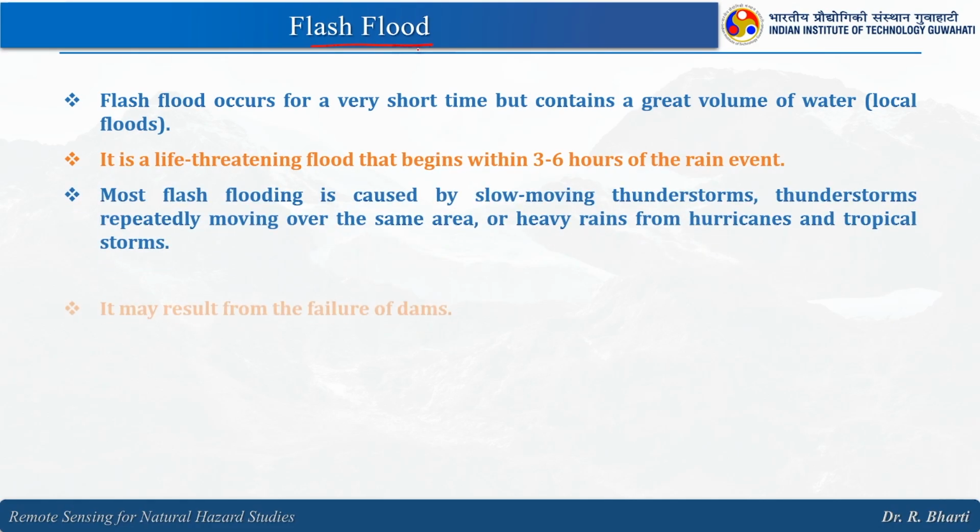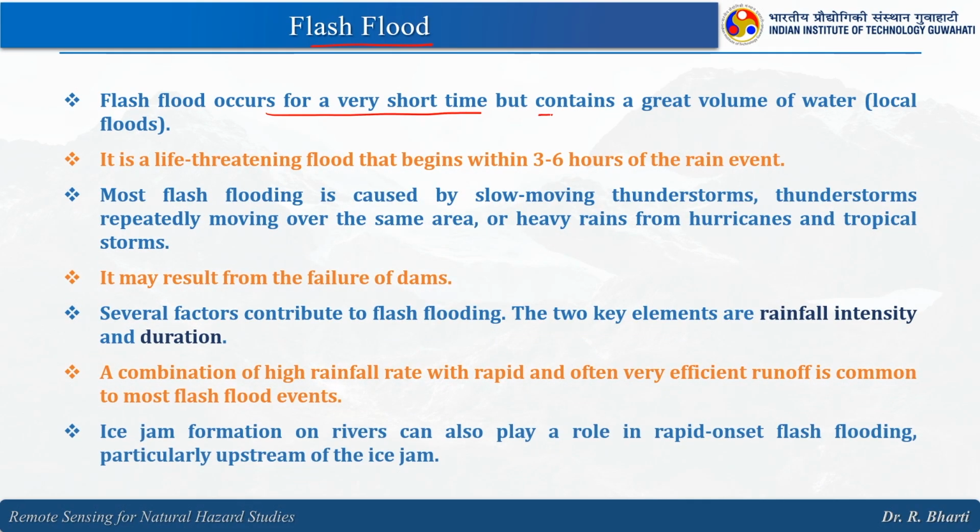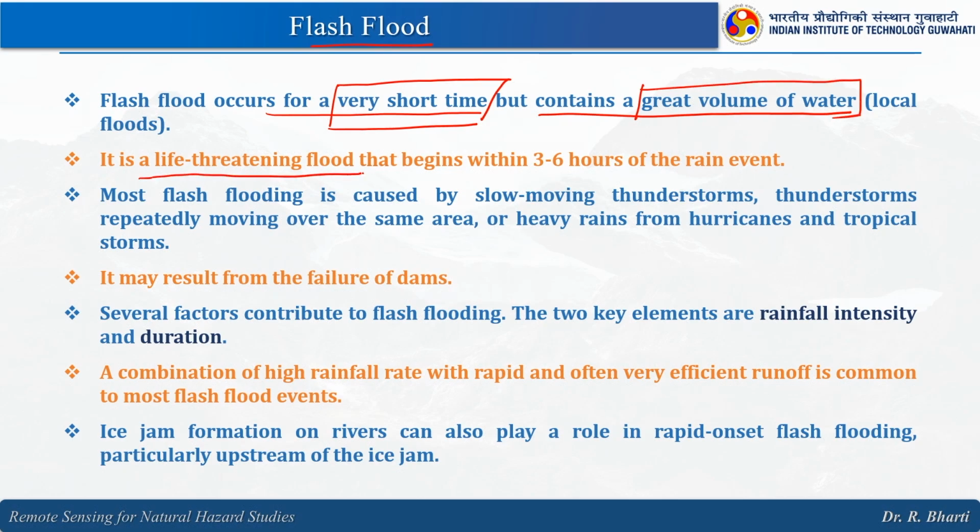When we talk about flash flood, it occurs for a very short time, but contains a great volume of water, right. So here it is very important to note that it is for a short period of time, and it will have a great volume of water. It is a life-threatening flood that begins within 3 to 6 hours of the rain event. If you have high intensity rain, then it will occur between these 3 to 6 hours, right.